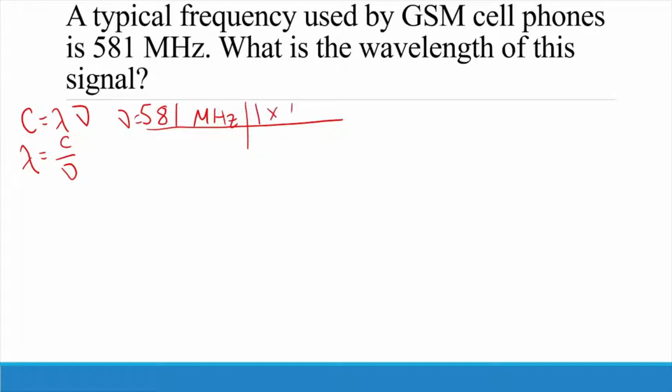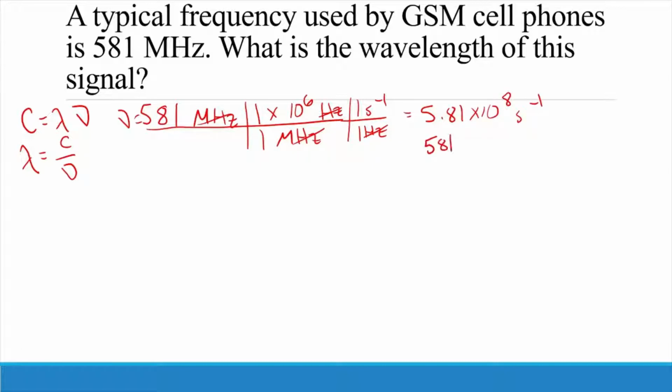So mega means 1 times 10 to the 6th hertz for every 1 megahertz. And then you can also say there's 1 inverse second for every 1 hertz. So megahertz cancels, hertz cancels, we're left with inverse seconds. So this is 5.81 times 10 to the 8th inverse seconds. Or you could also just write 581 times 10 to the 6th inverse seconds. Either way works.